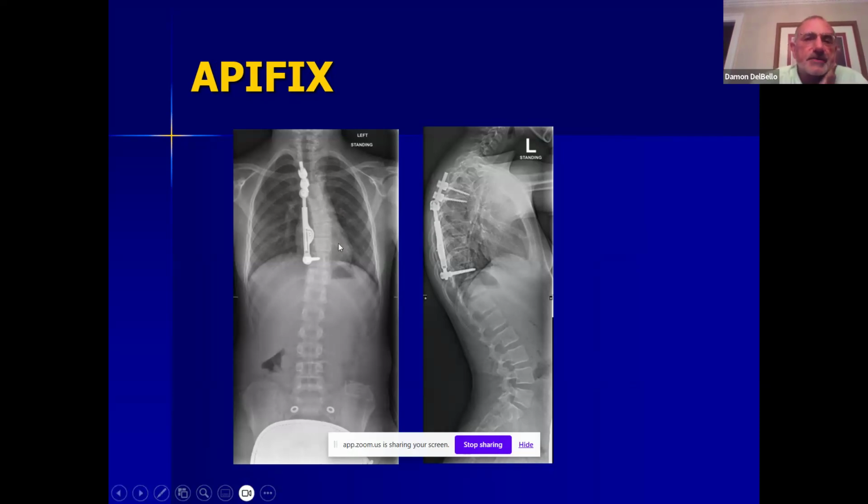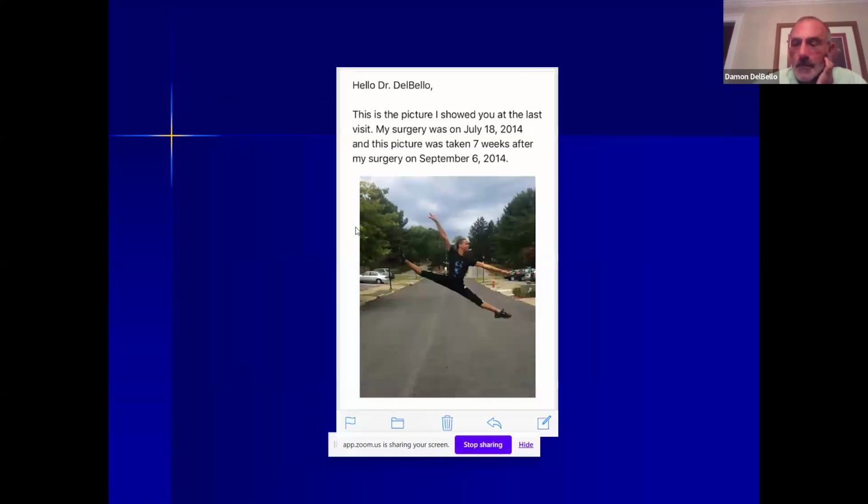Now, the ApiFix, according to the long-term studies and the European studies, is 85% effective in avoiding any other surgery in the future. So these devices should be one and done. They can stay in or they can come out at skeletal maturity. And that's it. Questions?